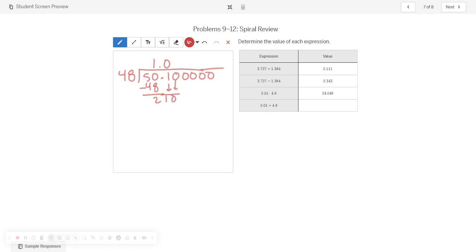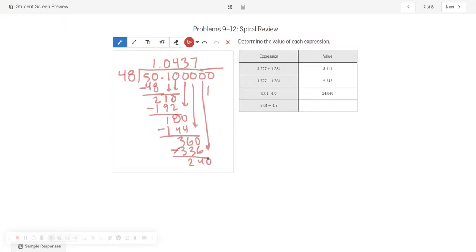210. Let me see. Goes in 4 times. 4 times 48 is 192. I subtracted. I got 18. I brought down the 0. Well, 4 is 192. Then this has got to be 3. 144. I get 36. Bring down the 0. That's what? 7 times is 336. Subtract. I get 24. Bring down the 0. I have too many zeros. And then 5 is 240 perfectly. So 0, it goes off the board.